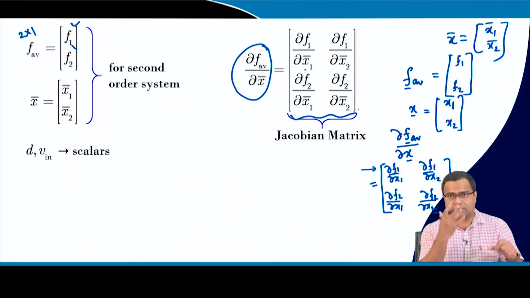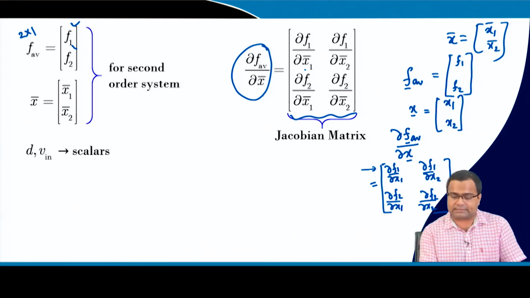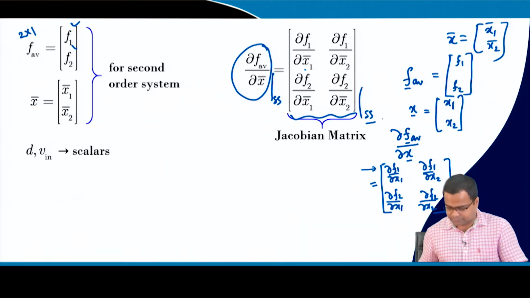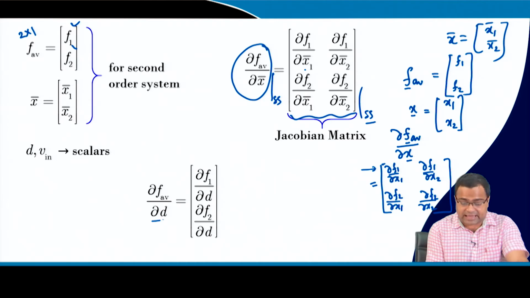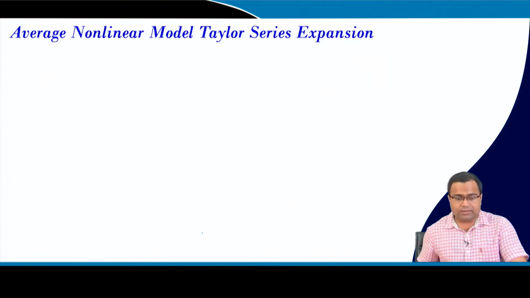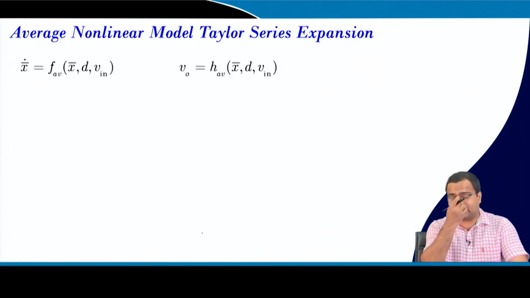Okay, so you can find out this Jacobian matrix at some steady state point. If you want to find it, you have to find this value. Now, if it is a scalar, if you differentiate, then it is very simple, just ∂f1/∂d, ∂f2/∂d. So, using that we can obtain the Taylor series.